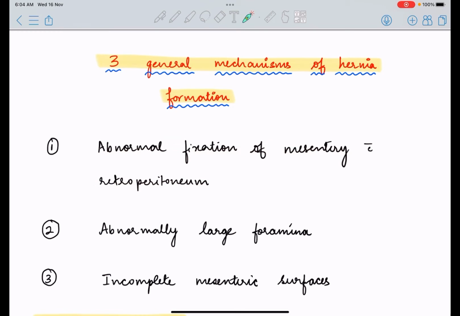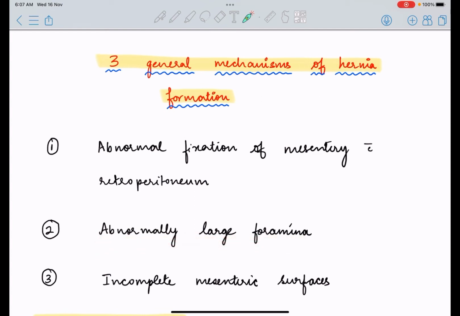Second is an abnormally large foramina. Let us take an example, that is herniation through foramen of Winslow. If foramen of Winslow is small in size, there's less chance that a bowel is going to protrude through the foramen of Winslow. But if foramen of Winslow is large, then bowel can easily protrude through it. So the second mechanism is abnormally large foramina.